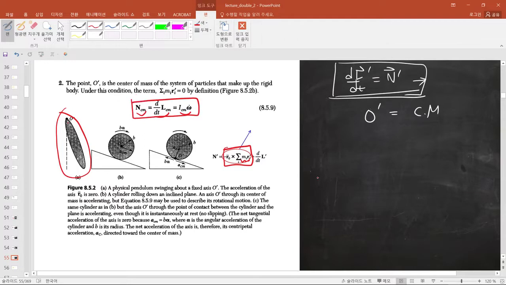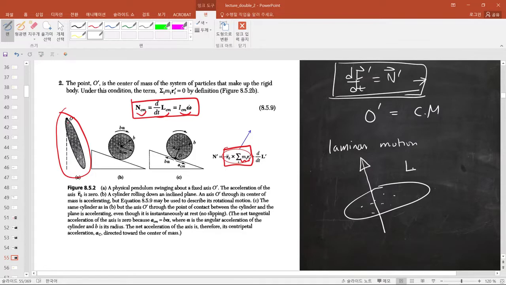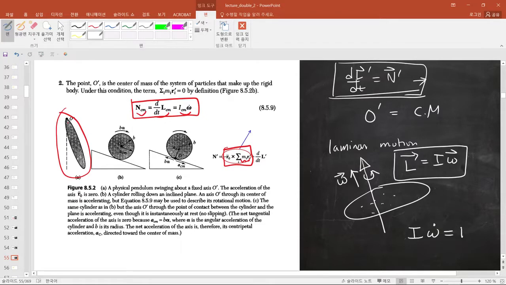Because this is laminar motion, all the points move in planes with a perpendicular axis here, so you can always write L is equal to I omega, and omega is in this direction. So you can use this one. So the total equation can be written as I omega dot is equal to N.